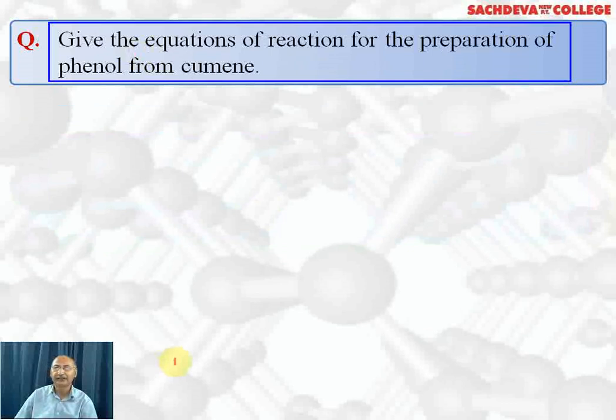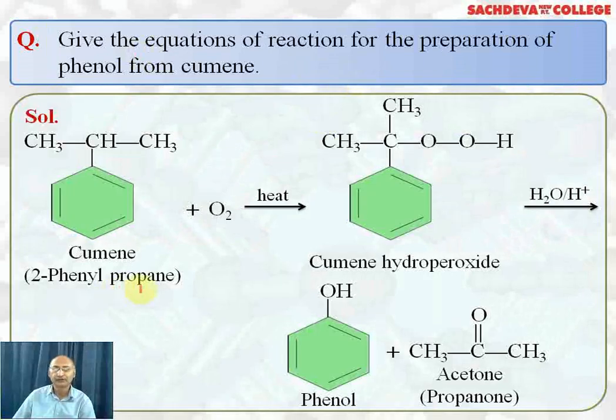Next, give the equations for the preparation of phenol from cumene. Cumene is 2-phenylpropane. It reacts with oxygen on heating to give cumene hydroperoxide, which on hydrolysis gives phenol plus acetone or propanone. Bond breaks here as well as here. So here a double bond is formed to get acetone and the OH group gets attached to the phenyl group to get phenol. So we get phenol and acetone. Acetone is also called propanone in the IUPAC system.